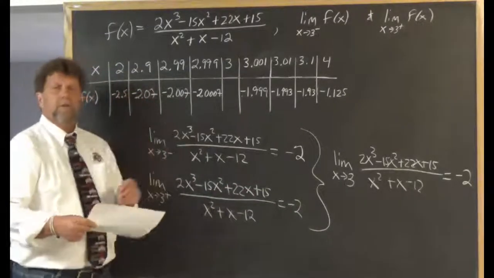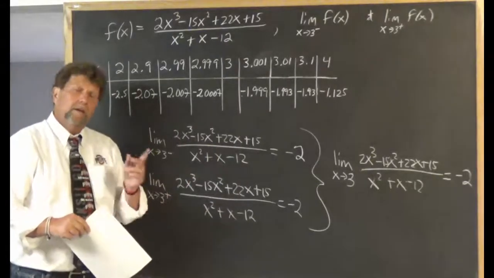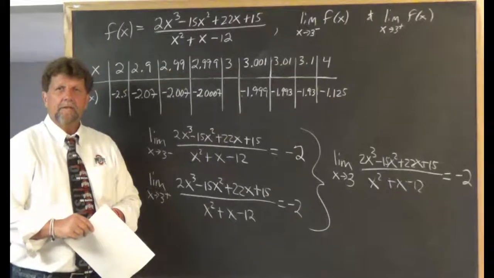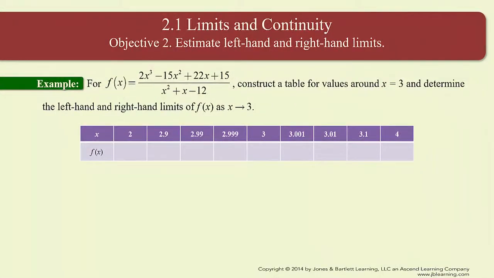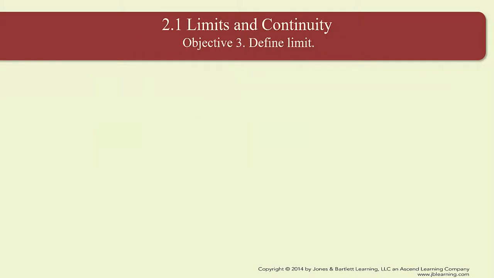And hopefully you were able to do this and had the same conclusion as me. Let's head back to the slides and formalize this. All right, so hopefully you ended up seeing that the limit as x approaches 3 from the left side of 3 was negative 2, and that the limit as x approaches 3 from the right side of 3 was also negative 2. Because the left-hand limit and the right-hand limit were the same, we could then say that the limit as x approaches 3 of the function is negative 2. And that's going to lead us into our official definition of a limit.